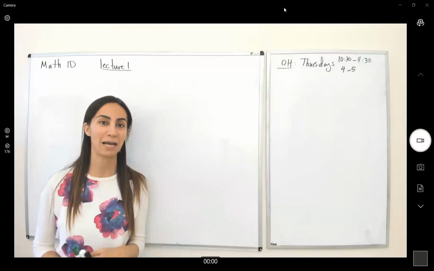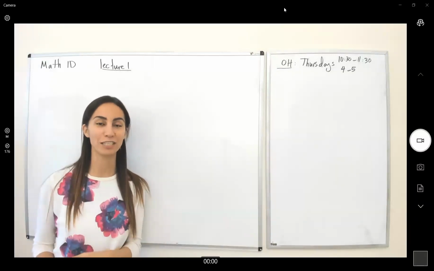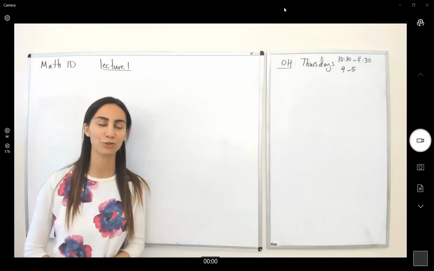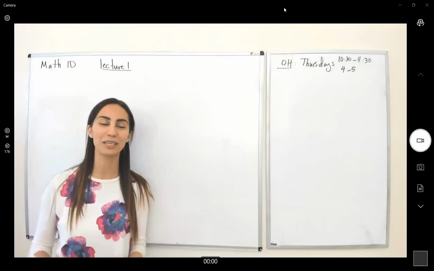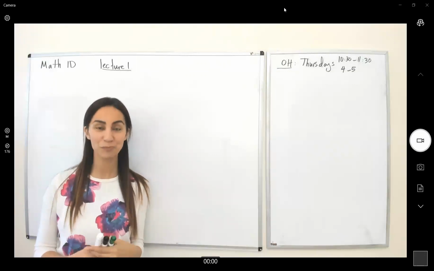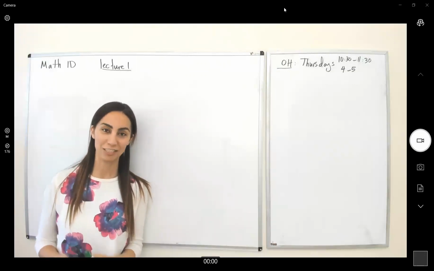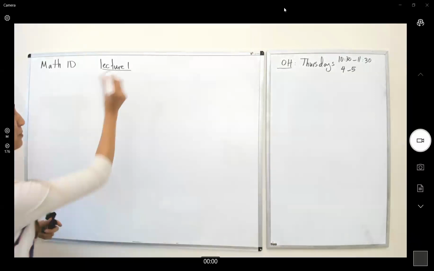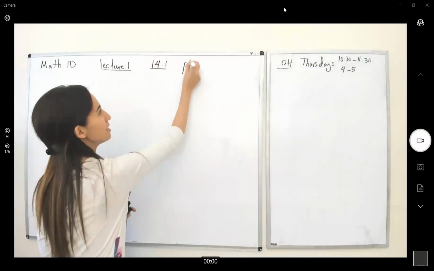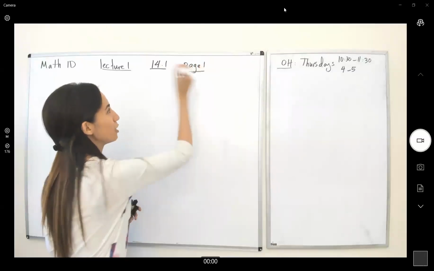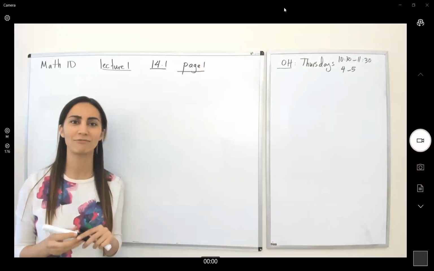We are on chapter 14, 14.1, and we're going to talk about functions with 2, 3, or more variables. You can find lecture notes on Canvas. Very well. 14.1, page 1.